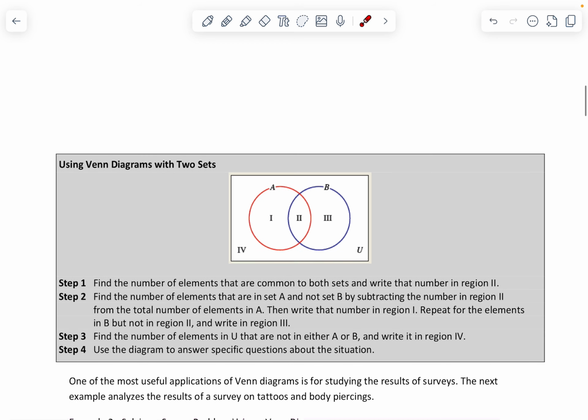One of the most useful applications of Venn diagrams is for studying the results of surveys. This next example analyzes the result of a survey on tattoos and body piercings.